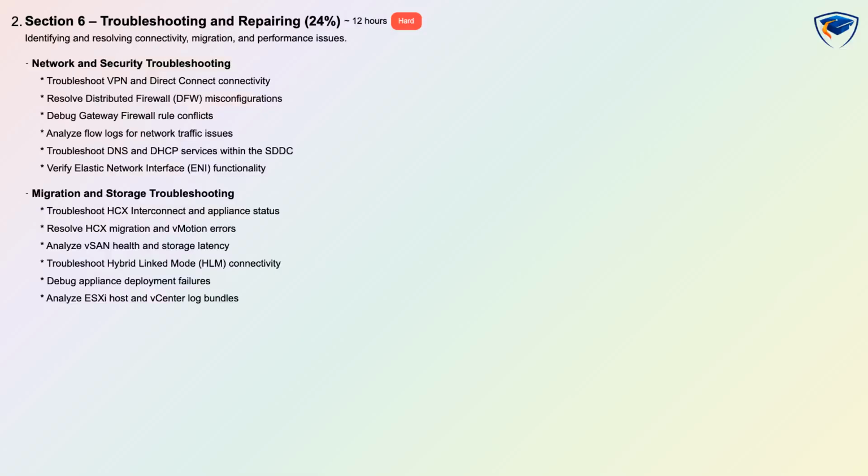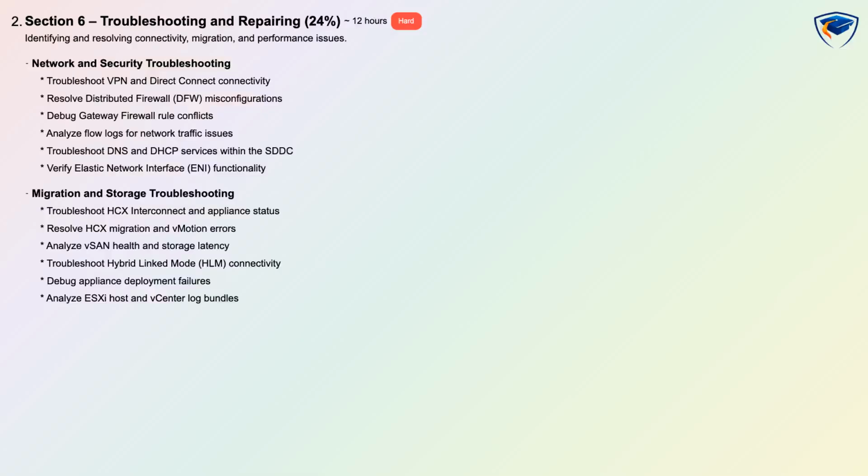Section 6 Troubleshooting and Repairing accounts for 24%, is rated hard, and estimates about 12 hours with hands-on plus conceptual assessment. This domain trains you to identify and resolve connectivity, migration, and performance issues, starting with network and security troubleshooting tasks such as troubleshooting VPN and Direct Connect connectivity, resolving distributed firewall misconfigurations, debugging gateway firewall rule conflicts, analyzing flow logs for network traffic issues, troubleshooting DNS and DHCP within the SDDC, and verifying ENI functionality.